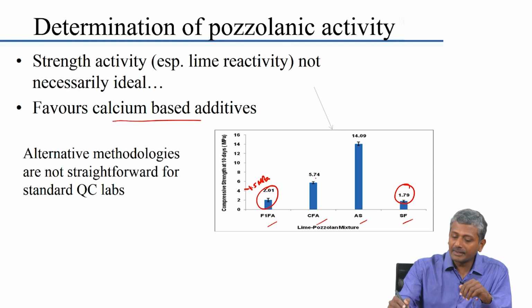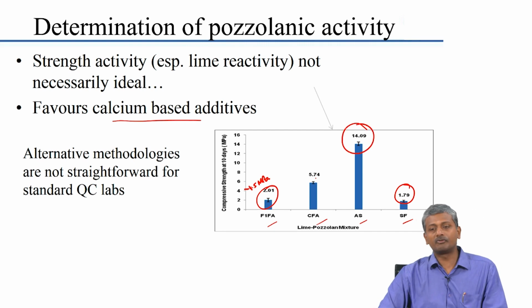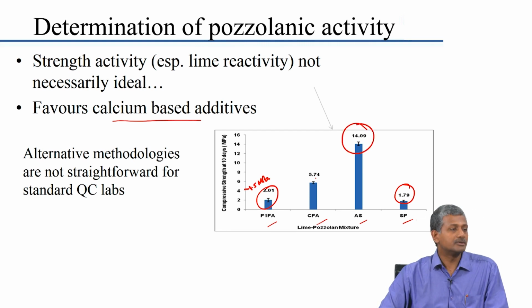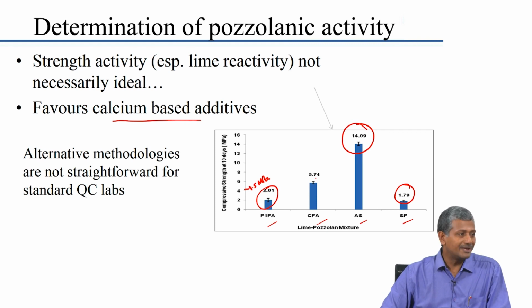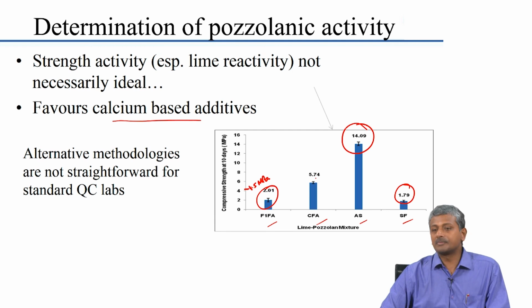With slag, you get extremely good performance with lime reactivity, primarily because there is already an excess of calcium oxide present. Further, you are doing heat curing. So, on its own slag should be able to react and produce a much greater strength. So, it is not a surprise at all that you are getting such high numbers in lime reactivity test.